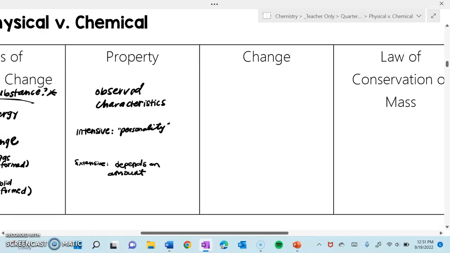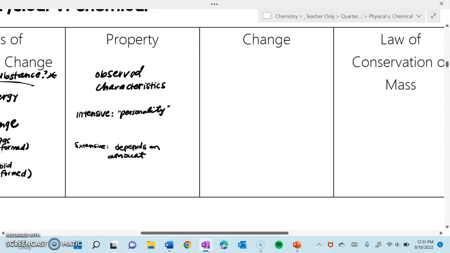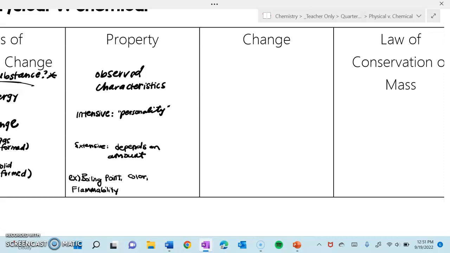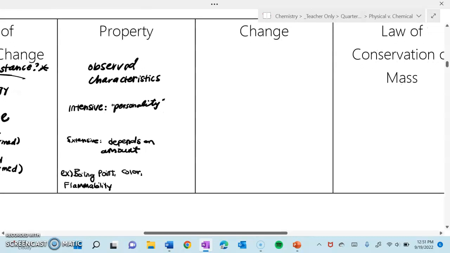Some examples of properties. Let's just list a few. So these are things that you can observe. We can observe boiling point, we can observe color, we can observe flammability, right? All these different types of things that you could see and kind of decide whether or not something is flammable or tell me what color it is. These are observations, kind of observation categories are properties. And we can have physical properties or chemical properties. If it requires a reaction to observe it, then it's chemical.